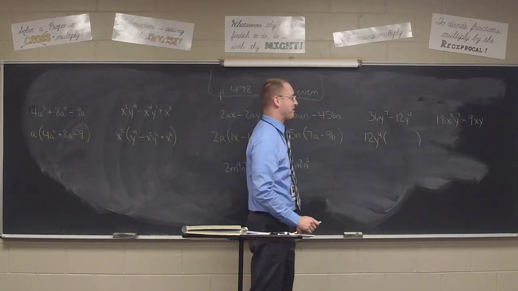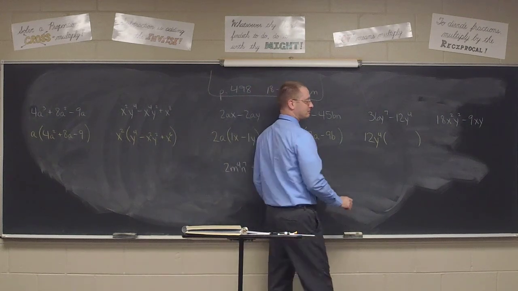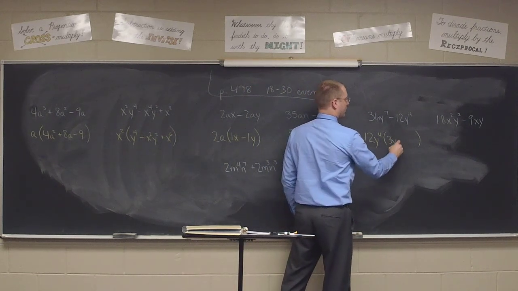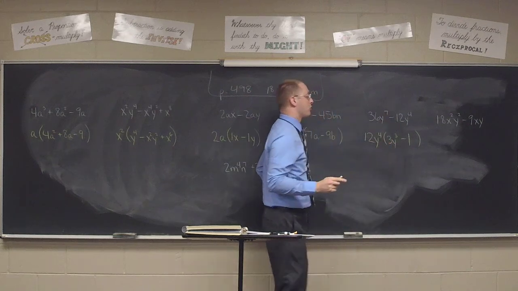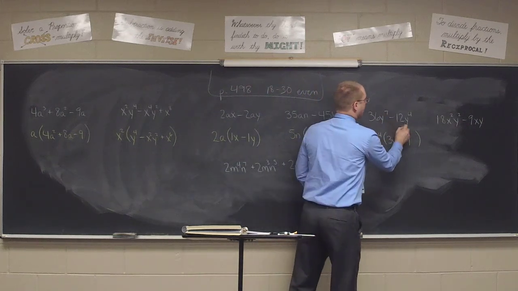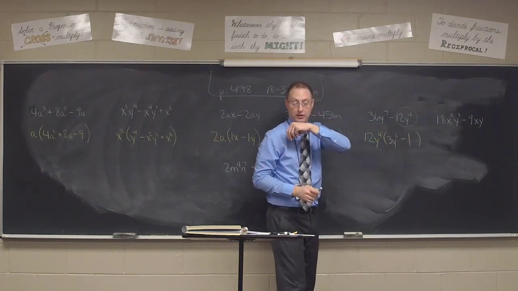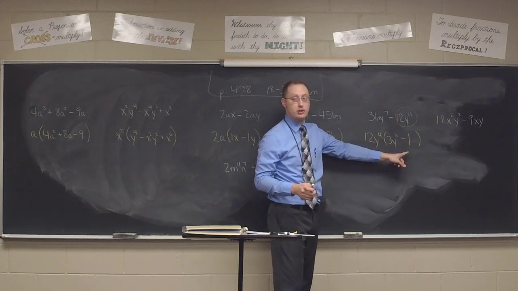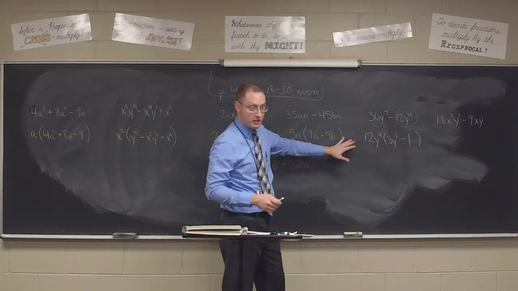Joshua, what should we be left with? Sign, number, letter. 3y cubed minus 1. Perfect. Remember, if you pull the entire 12y to the 4th out of itself, you still have the understood 1 remaining. Lana, did you get this answer?